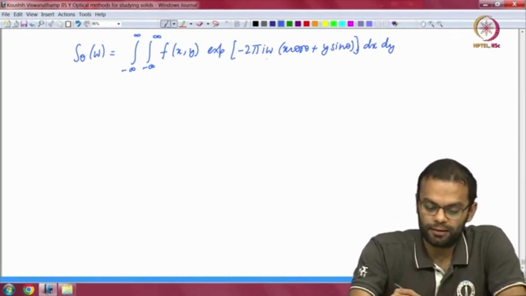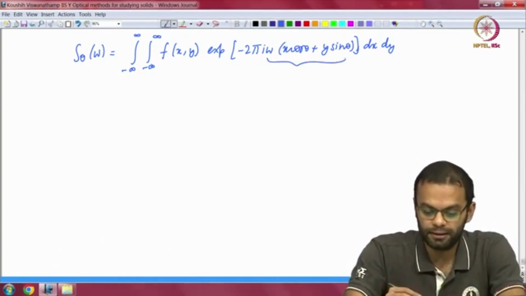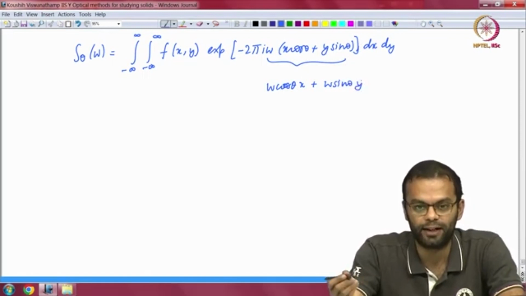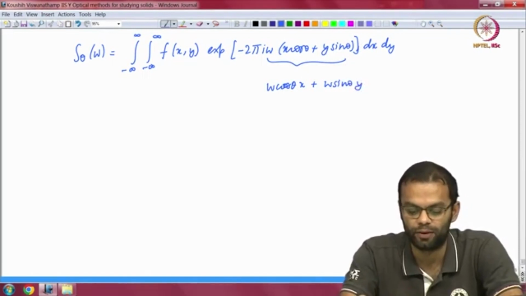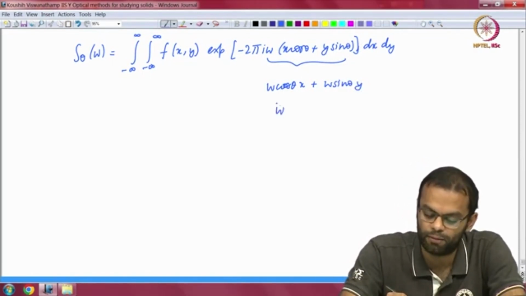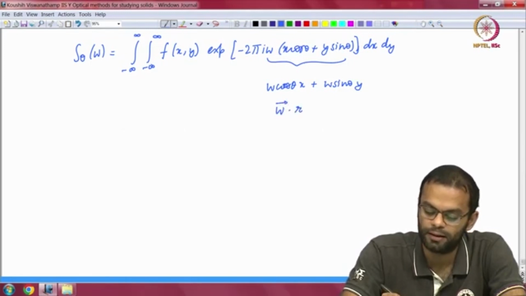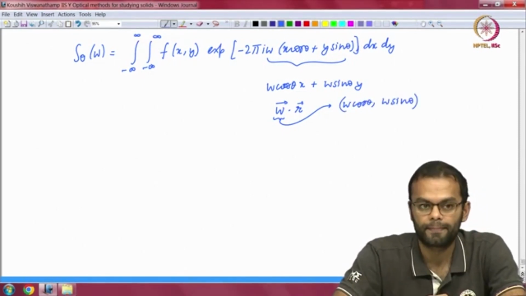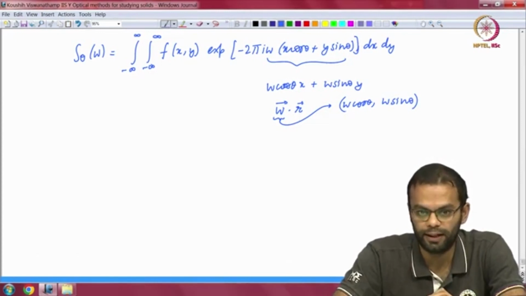Now, if you look at the term inside the exponential, this is the same as w cos theta x plus w sin theta y. I have not really done anything, I have just reordered the two values. So, this is the same as w bar dot r bar, where w bar is (w cos theta, w sin theta). We are only rewriting what we already have.